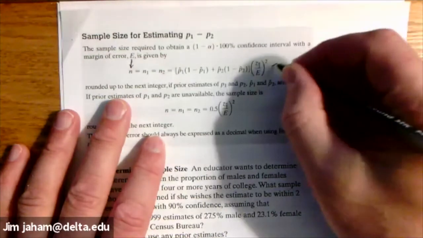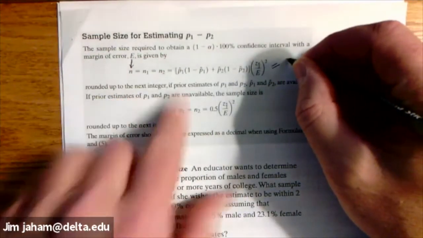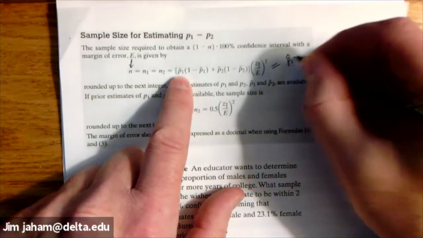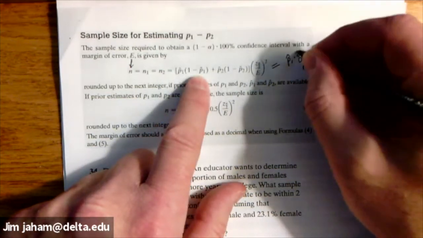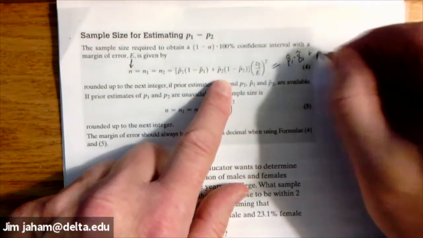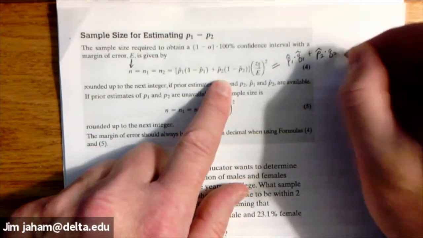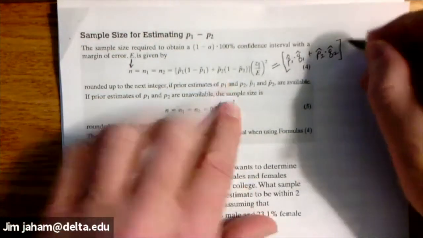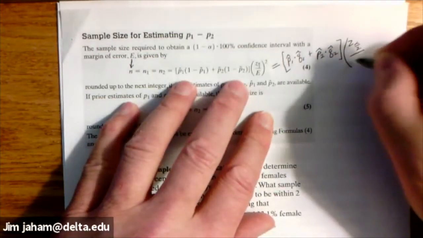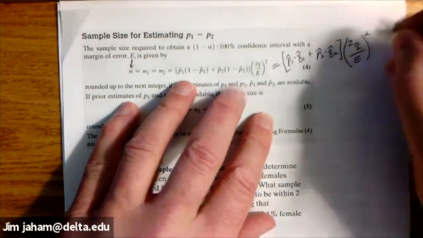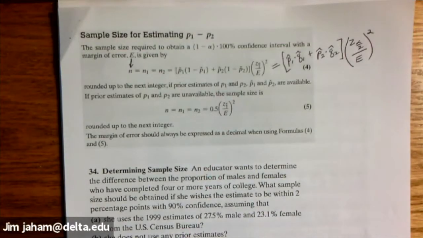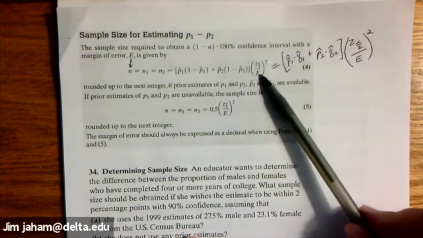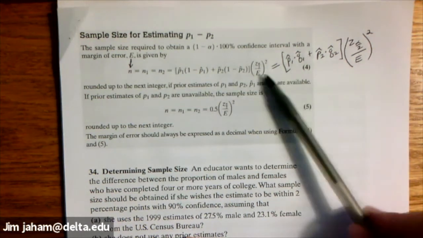I would normally write this as P1 hat times Q1 hat, plus P2 hat times Q2 hat. And then get that sum, and then multiply by the critical value divided by the desired margin of error, squared. Again, I'm not going to derive it, but this formula comes directly from the margin of error formula given in the confidence interval formula. If you just set E equal to that formula, this is what it would come out to be.